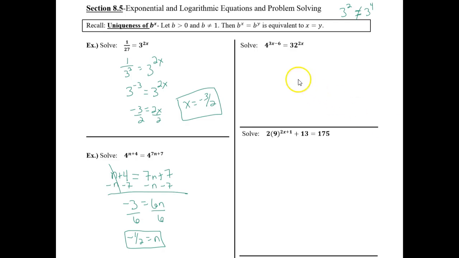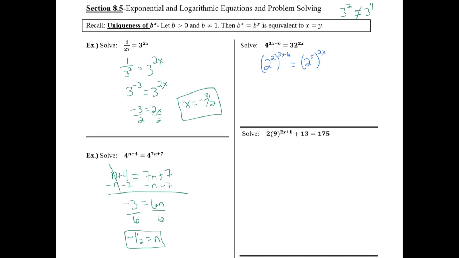Let's see how you did. So as I mentioned, you're going to want to rewrite 4 and 32 because they can have the same base. 4 is the same thing as 2 squared, and that's still to the 3x minus 6 power. 32, if you factored it, is the same thing as 2 to the 5th power, and that's still to the 2x power.